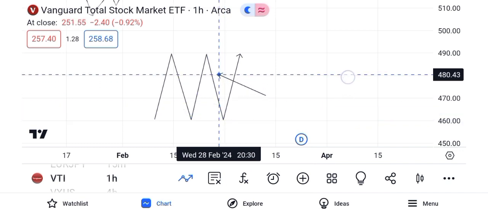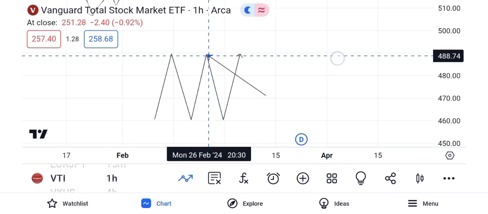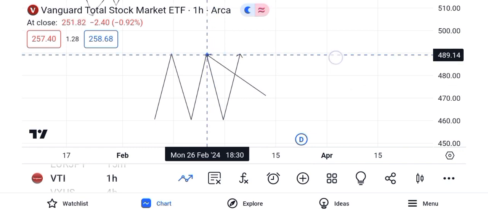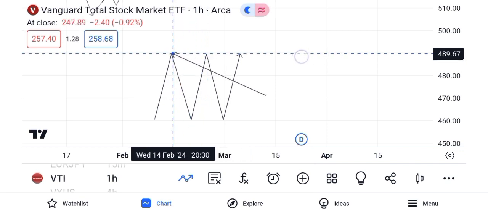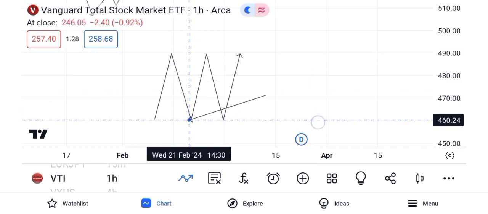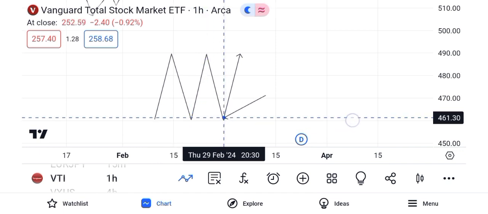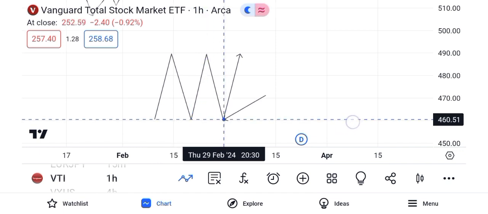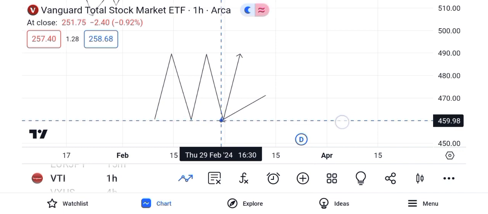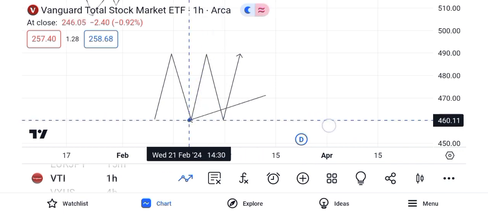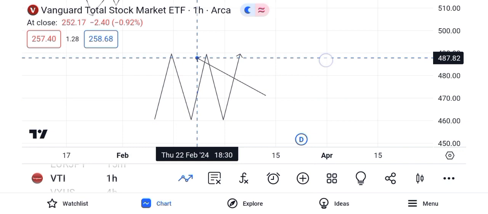You notice that in a ranging market, with this high here and this high here, there's no impulsive move closing above this high. With this high here also, there's no impulsive move closing above this high, and with this low here, there's no impulsive move closing below this low here, and with this low here, there's no impulsive move closing below this low here. So you notice that the lows are equal and the highs are equal.